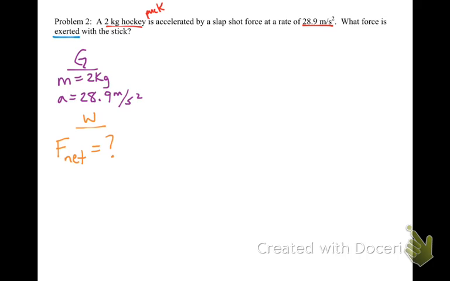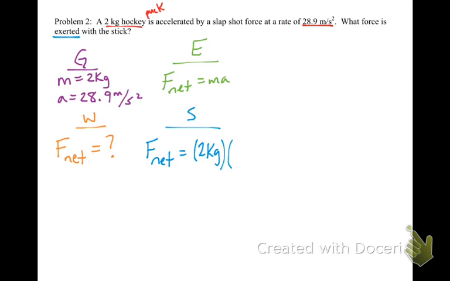Okay, so now what equation are we using? Probably the one that we just learned, F net equals ma. And let's substitute everything in. So we would get F net equals 2 kilograms times 28.9 meters per second squared. That's how you would set it up.